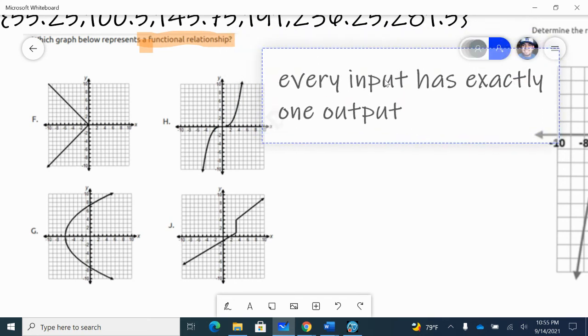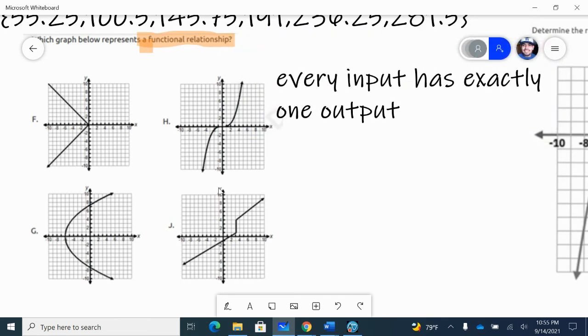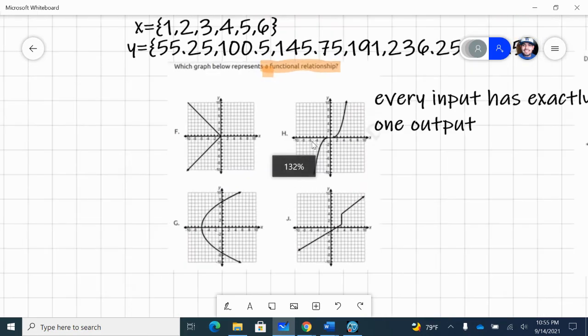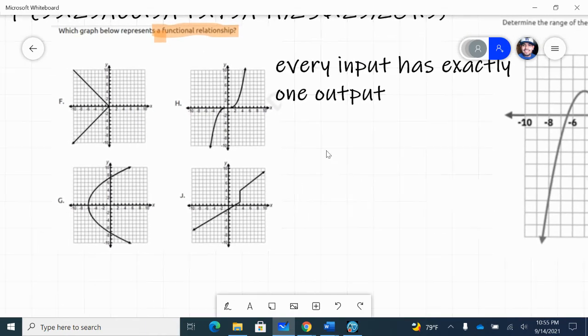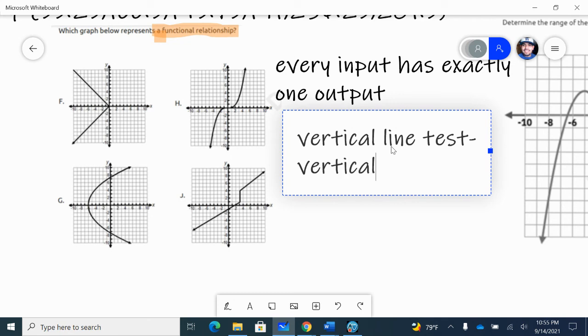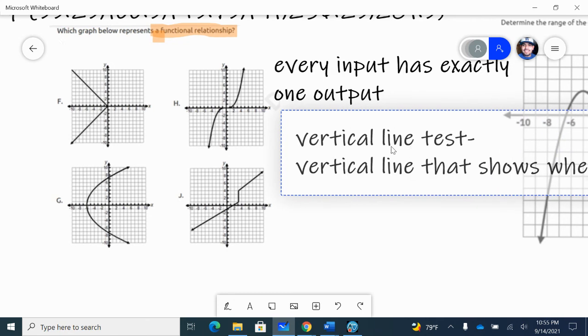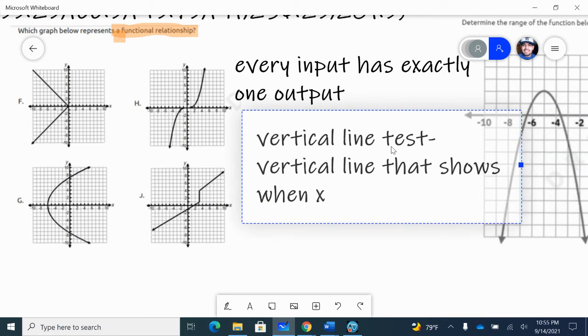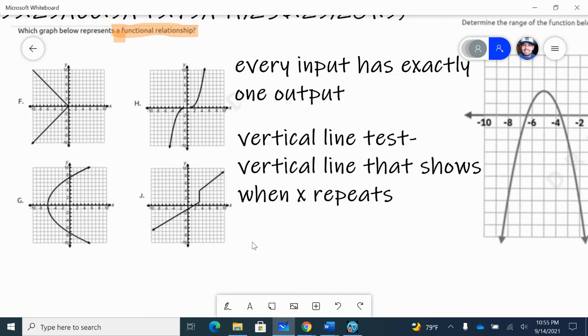Now, if you took notes in class, which we should have, right? We also talked about graphs. Notice how the first scenario here, we talked about points. In this case, we talked about graphs, and we had what is the vertical line test. You guys remember the vertical line test? Vertical line test allows us to see which points duplicate. Vertical line that shows when x repeats.